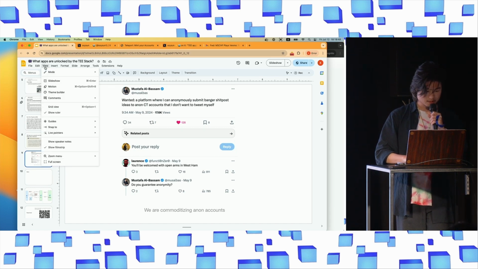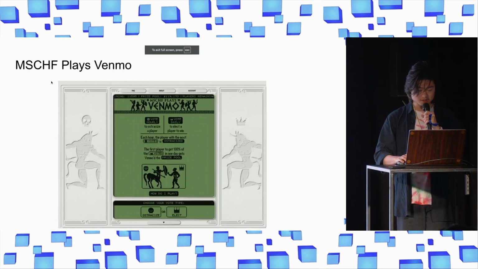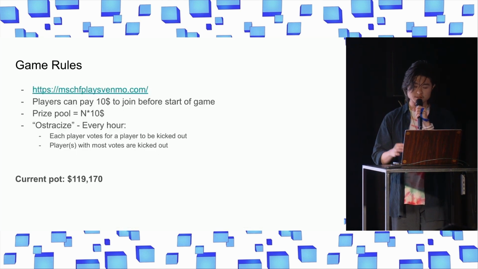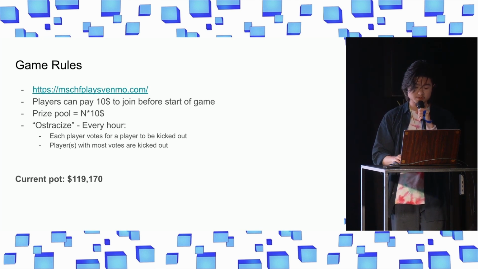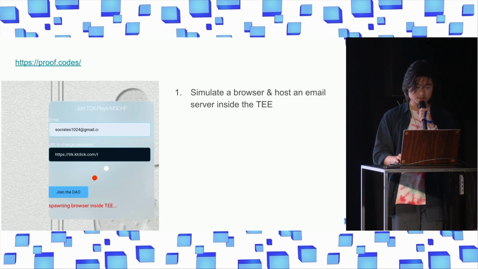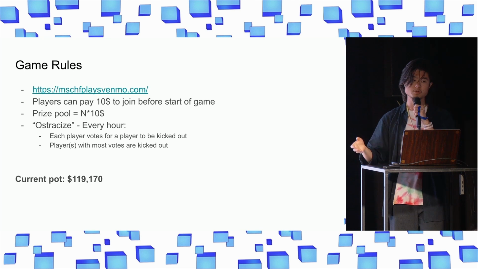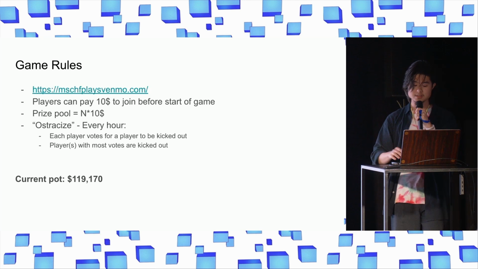Okay, and one real quick final demo is that previously there was this game called Mischief Plays Demo. The game rule is really simple. Players can pay $10 to join before the start of the game, and the prize pool currently is like 112K, and then every hour people can vote to get other players out. So then naturally you can create some kind of DAO to collude to win this game, right? For example, you have a DAO that everybody joins and the members commit to not vote for each other.